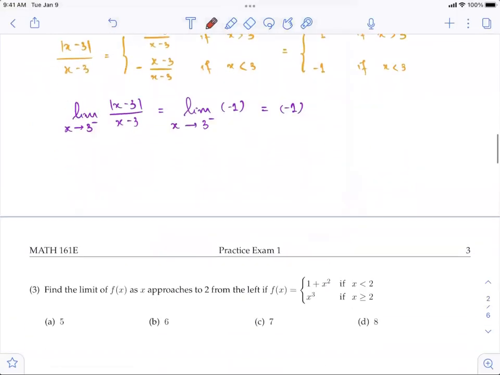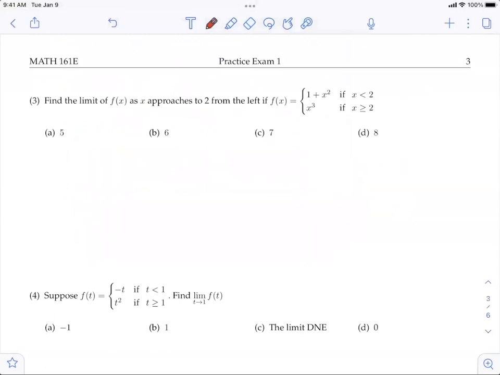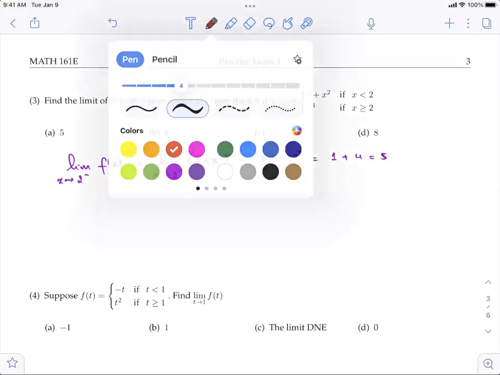Now moving on to the third problem. This is also a piecewise defined function, and you want to find the limit of the function as x approaches 2 from the left. So x approaches 2 from the left, that means you want to consider the part where x is less than 2, so this part. So you want to find the limit of 1 plus x squared as x approaches 2 from the left. Now you just use direct substitution. That is 1 plus 2 squared equal to 1 plus 4 equal to 5. So the answer should be A.